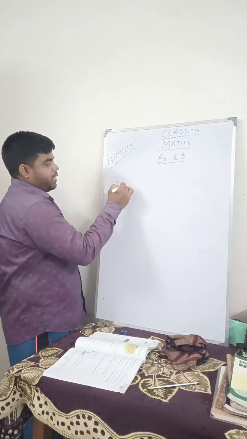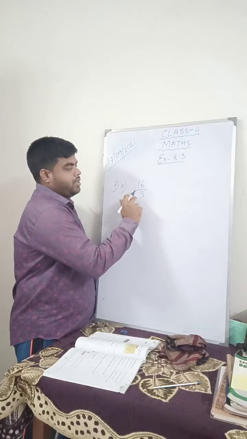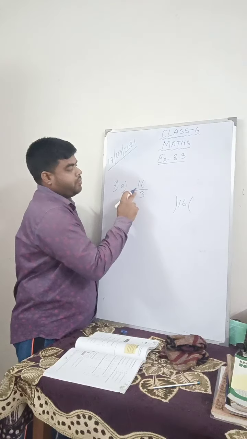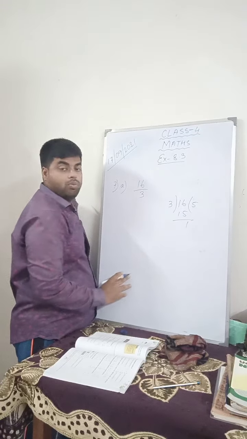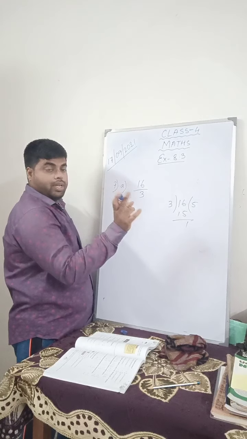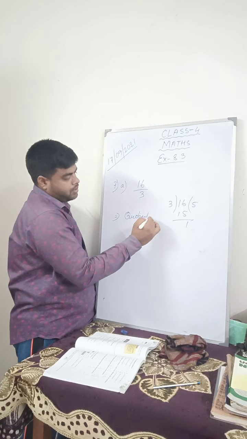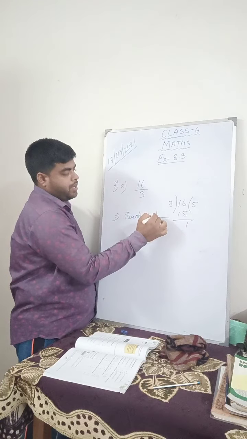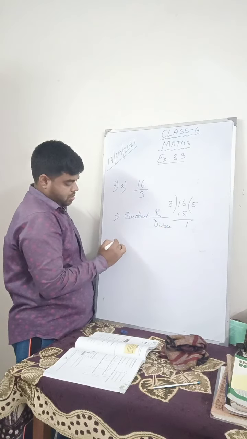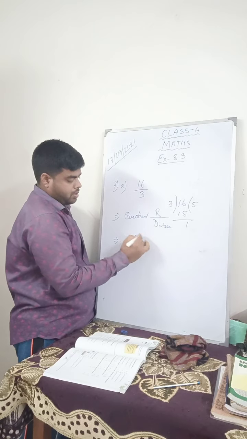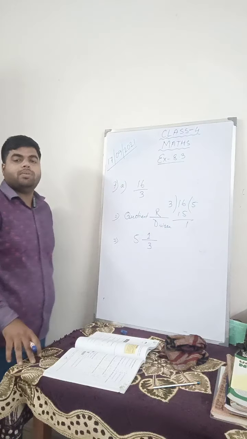So suppose question number A, 16 by 3. You will divide the numerator by the denominator. 3 5s are 15, remainder 1. Here you will write whatever the quotient is, here you will write the remainder, and here you will write the divisor. Quotient is 5, remainder 1, divisor 3. It becomes a mixed fraction.